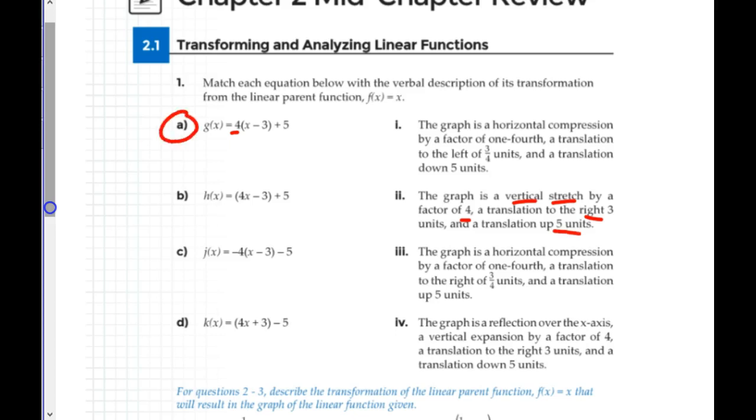Remember, C is a lie. So this minus 3 is really plus 3 to the right. Alright. Let's skip down to C.